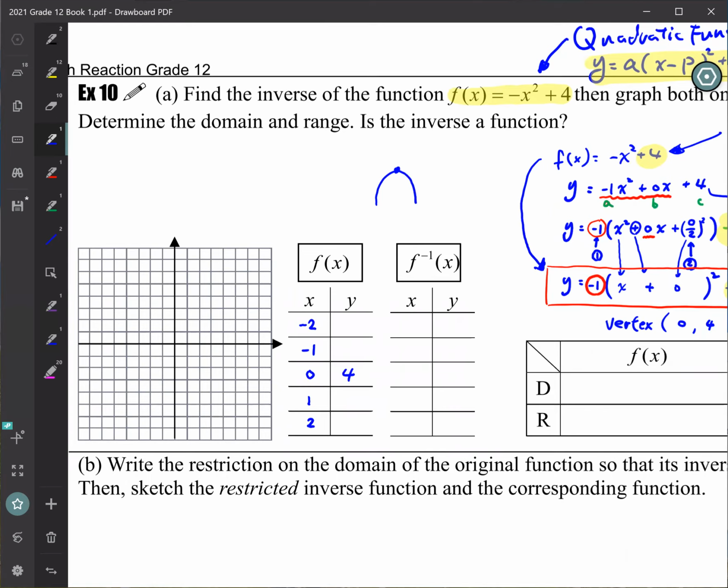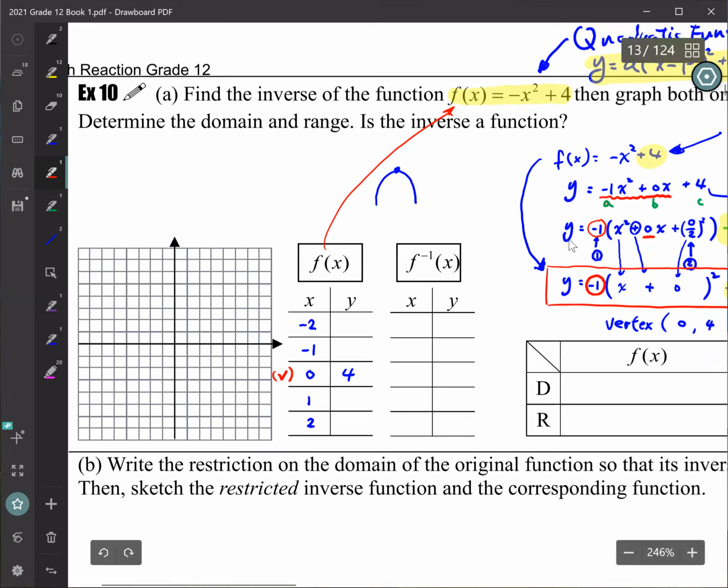So you've got the middle point. This one is the vertex. Let's put a V, instead of a star. V for vertex. And then to get the rest of the y values, you just plug into the function, because our function is -x squared plus 4, right? So for example, -2, if you plug it in, what do you get as your output?